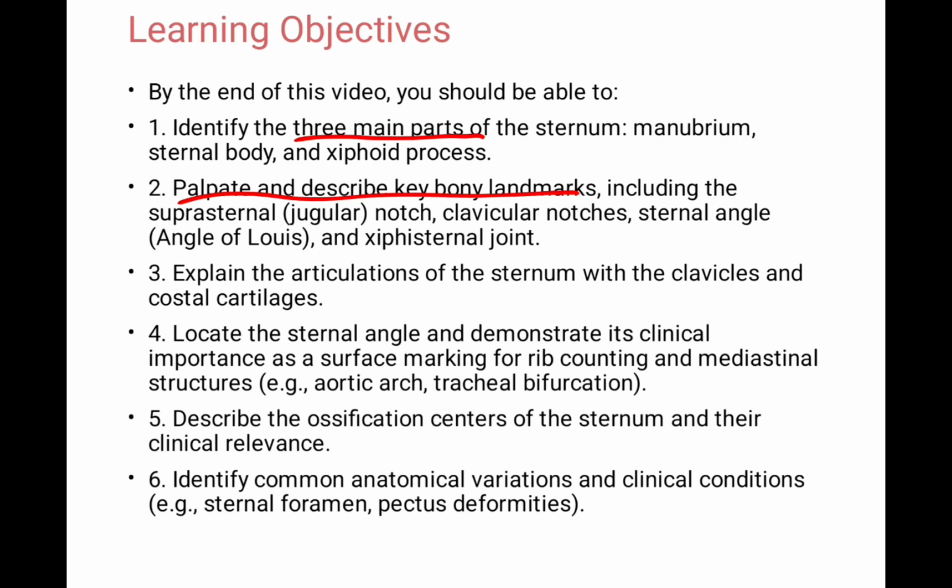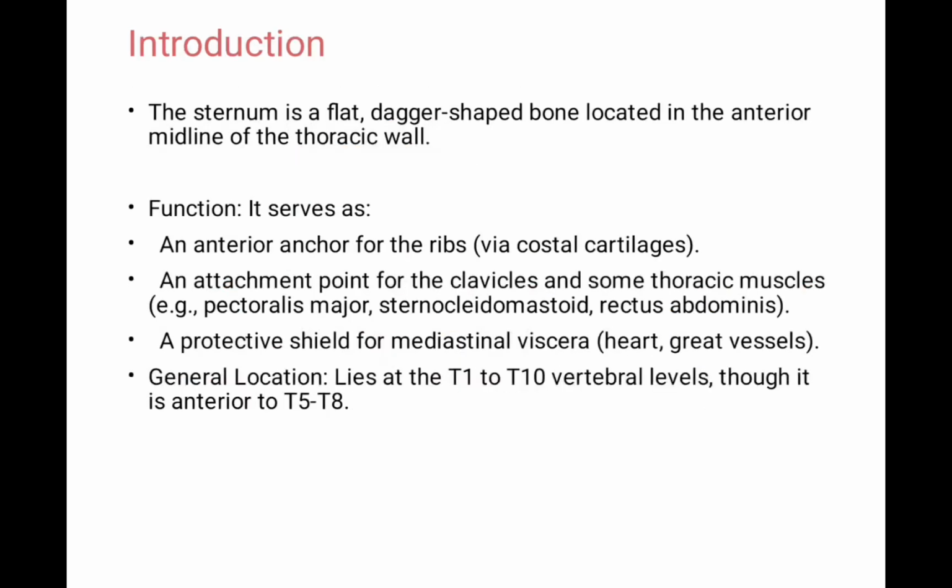You should be able to explain the articulations of the sternum with the clavicle and the costal cartilages. You should be able to locate the sternal angle and demonstrate its clinical importance as a surface marking for rib counting and mediastinal structures. You should be able to describe the ossification centers of the sternum and their clinical relevance, as well as identify common anatomical variations and clinical conditions, sternal foramen, pectus deformities.